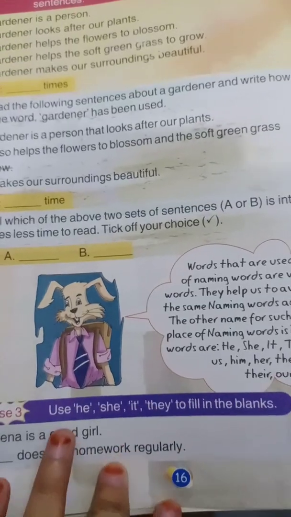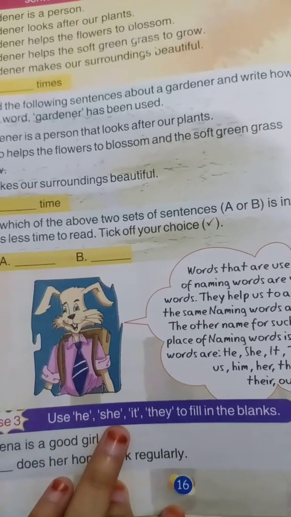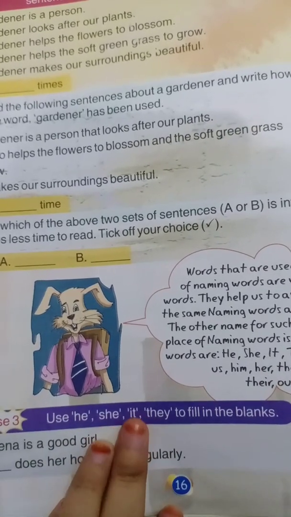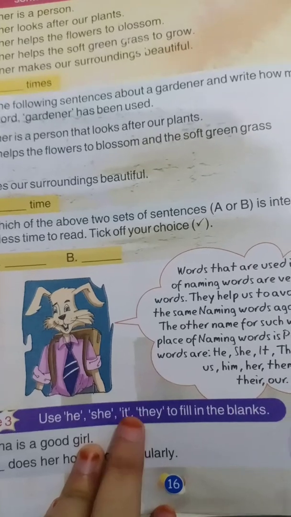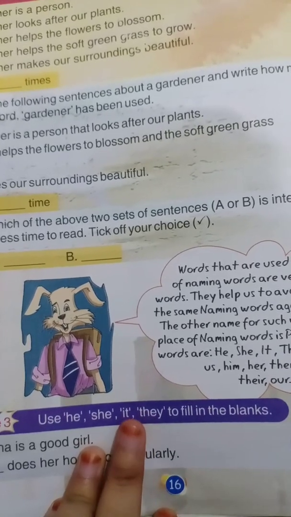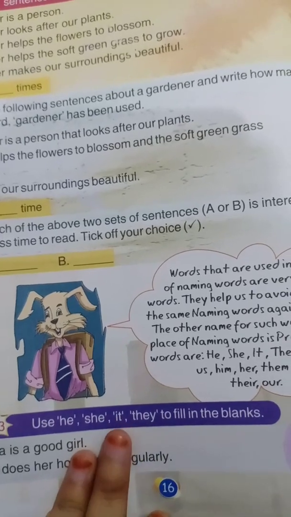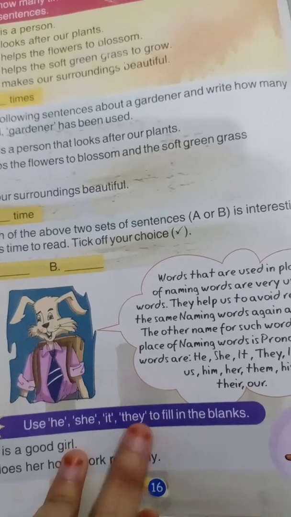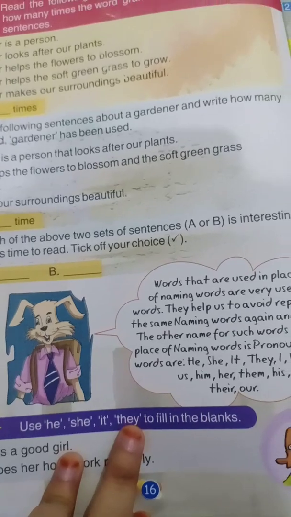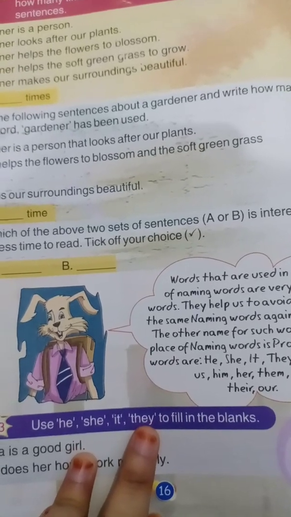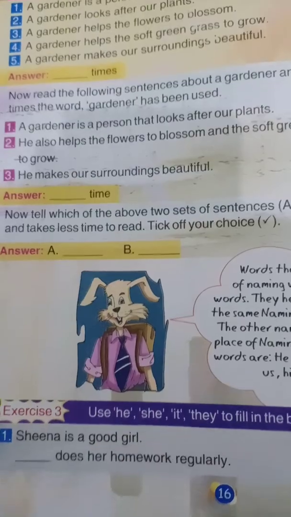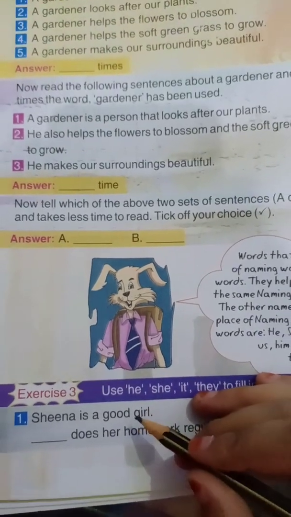So here I have told you he is used for male. She is used for female. It is used for non-living things, or we can say animals also, or a baby. For a baby we use it. And they, I have told you, is for more than 2 persons. So come to the next exercise.